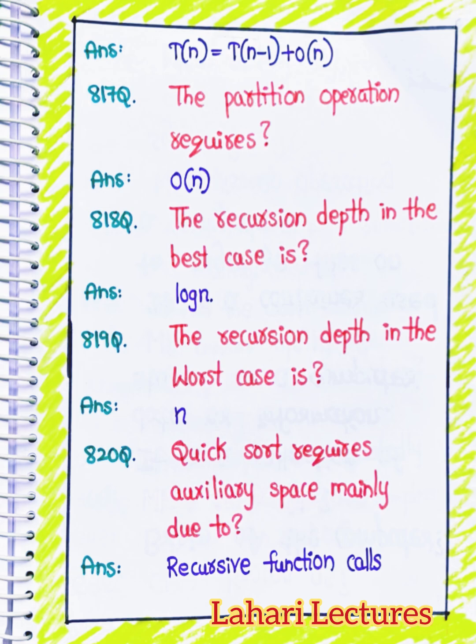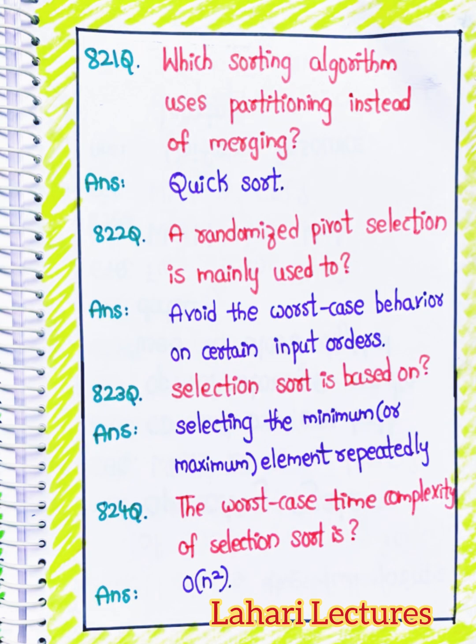The recursion depth in the best case is log n. The recursion depth in the worst case is n. Quicksort requires auxiliary space mainly due to recursive function calls. Which sorting algorithm uses partitioning instead of merging? Quicksort. A randomized pivot selection is mainly used to avoid the worst case behavior on certain input orders.